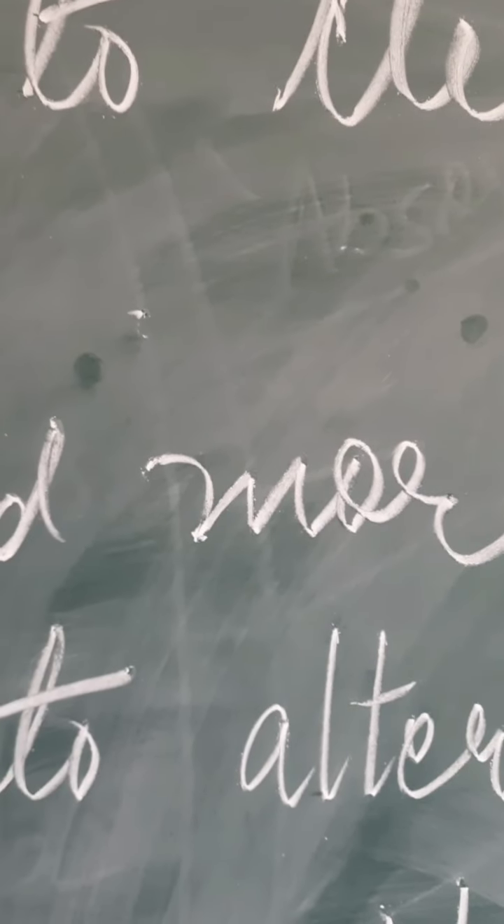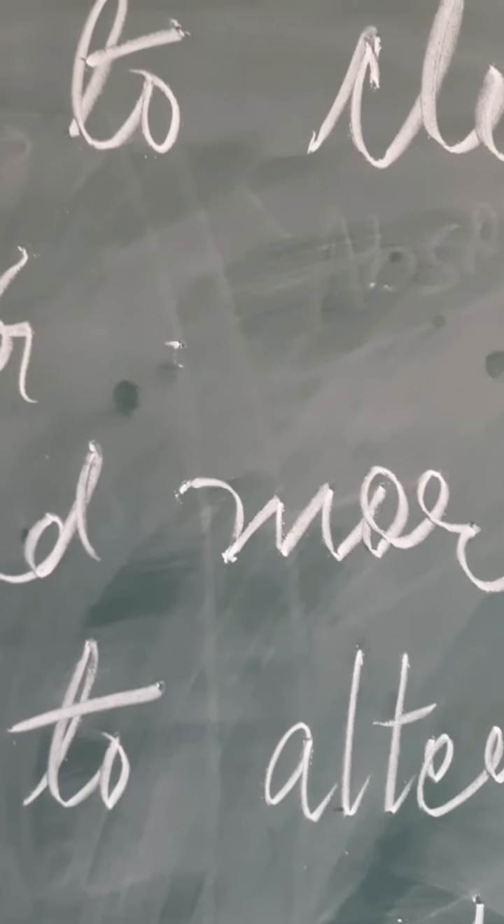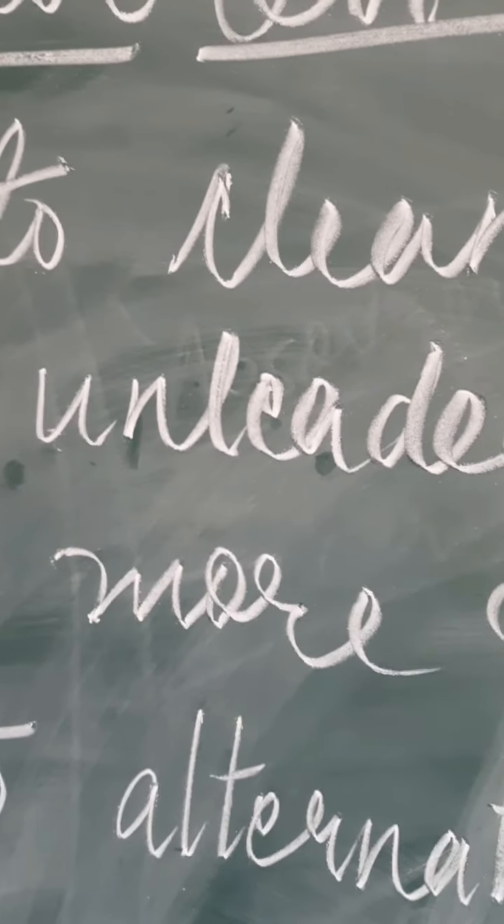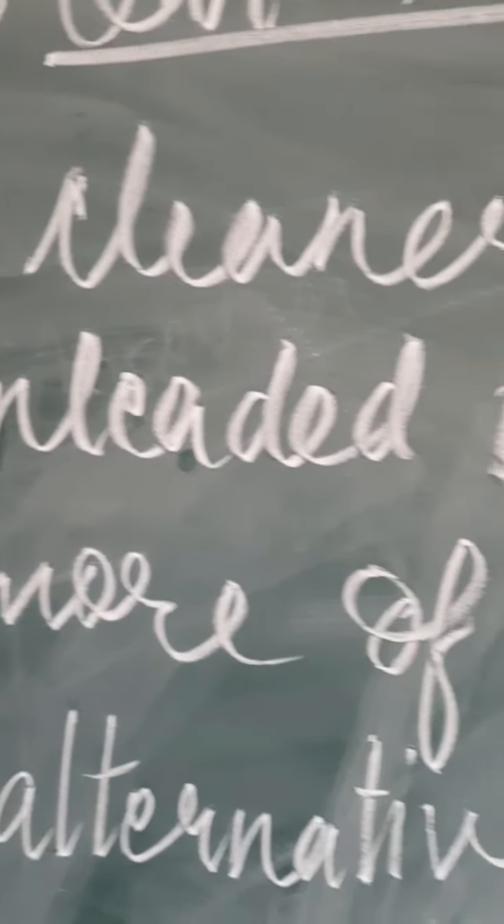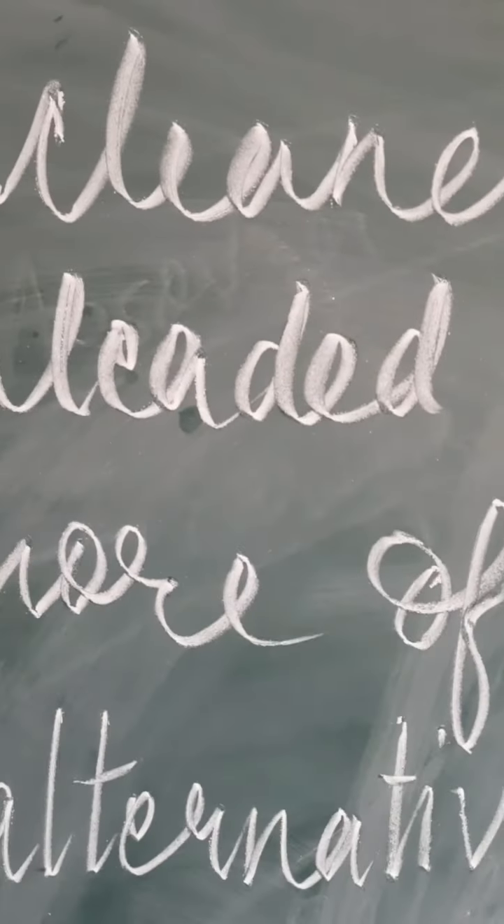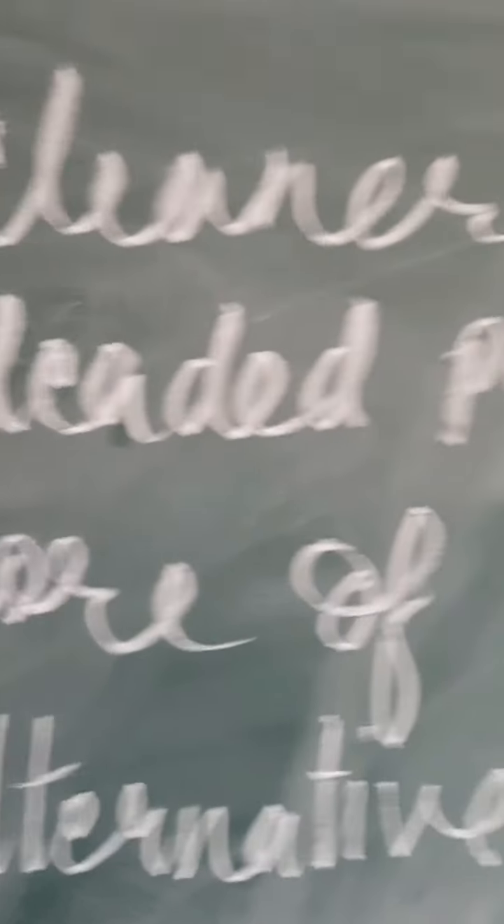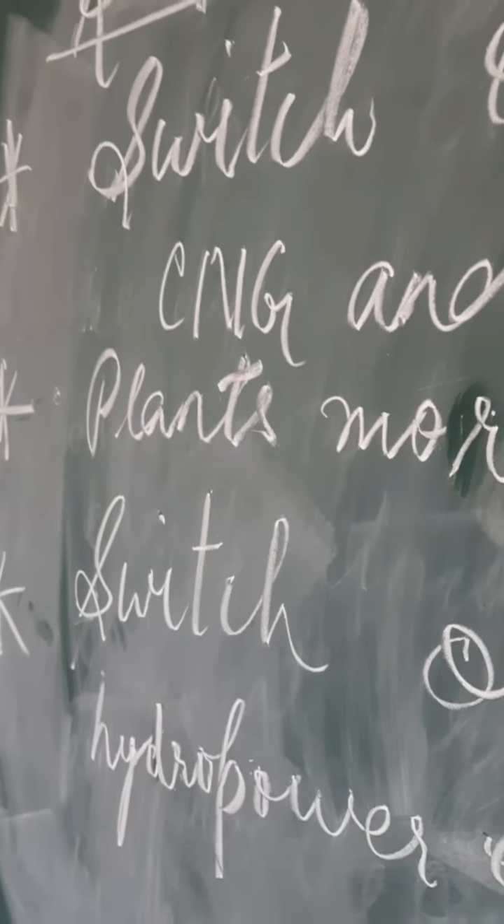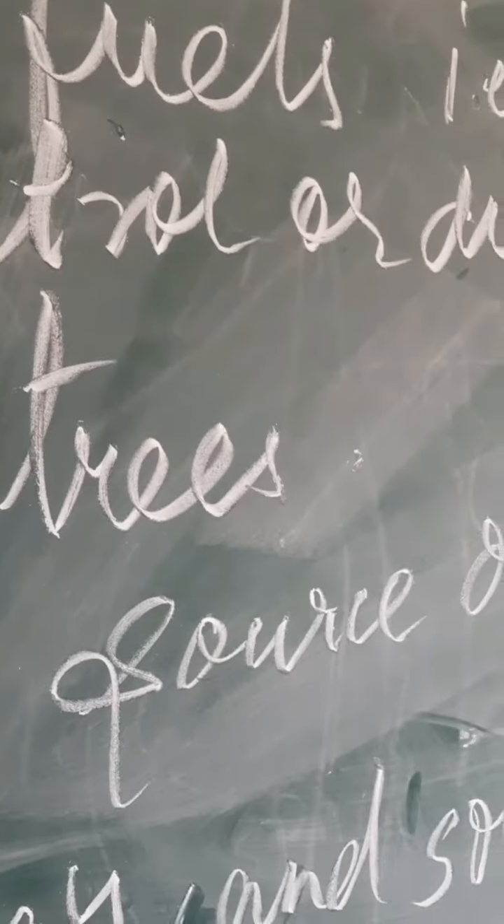UNLEADED. I'll write the spelling so that you can understand, children. Check it down, children. It's unleaded petrol or diesel. So switch over to cleaner fuels, and those cleaner fuels are CNG and LPG, and use in vehicles unleaded petrol or diesel. Second point you can go with, plant more and more trees.